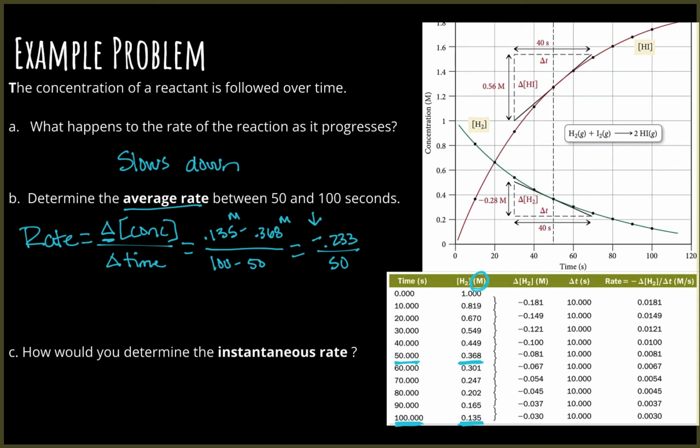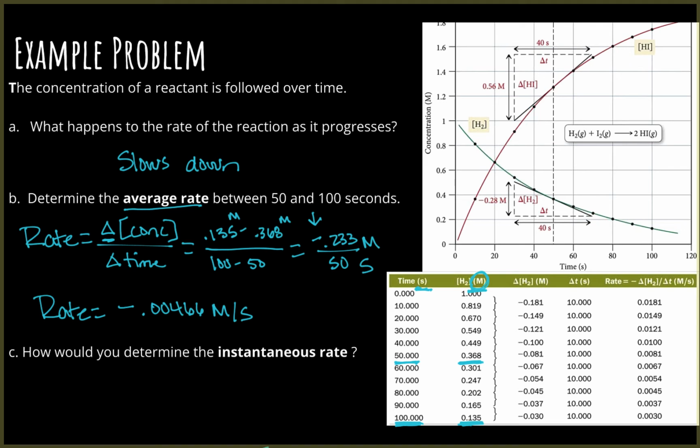So when we solve for that, our rate is going to be negative 0.00466, and these will have units. The units are going to depend on how the data is given. In this case, the concentration unit was molarity, the time unit was seconds. So this would be molarity per second. So the concentration is decreasing at a rate of 0.00466 molar for every second that passes for that particular reaction.